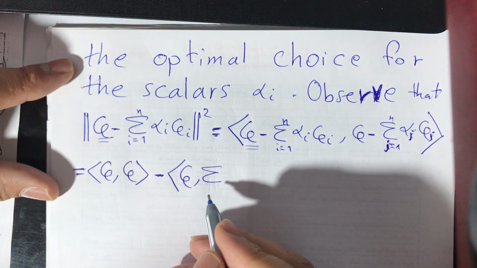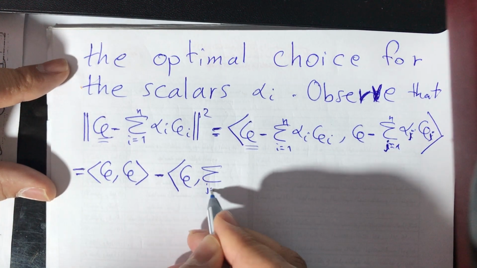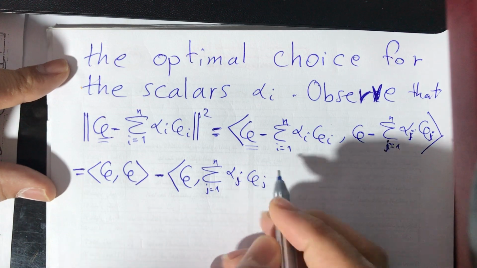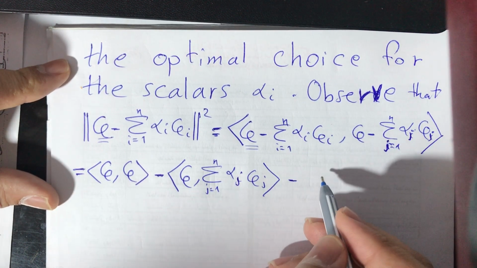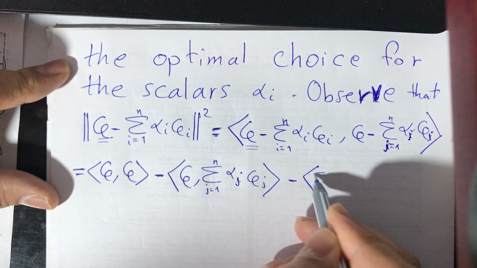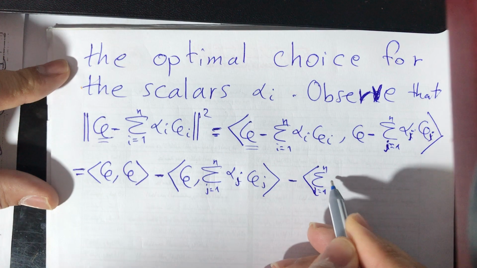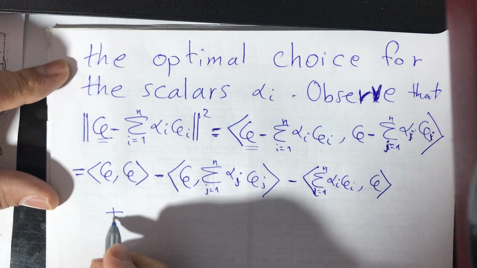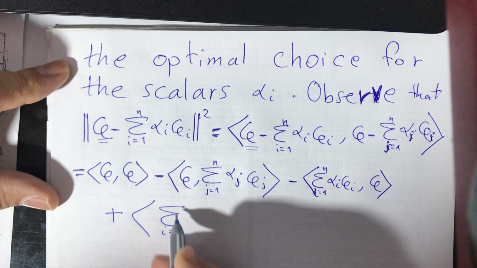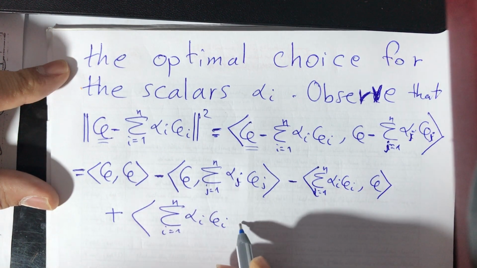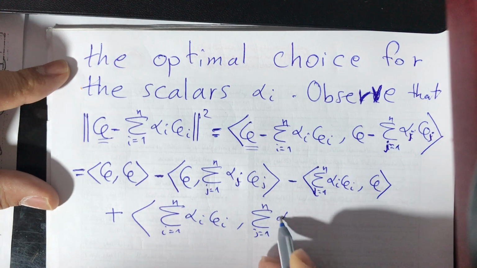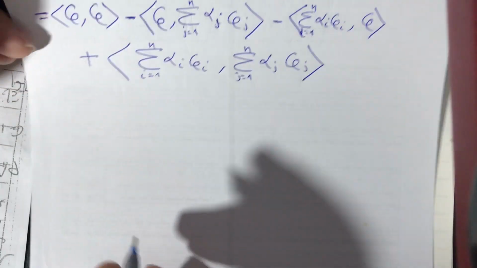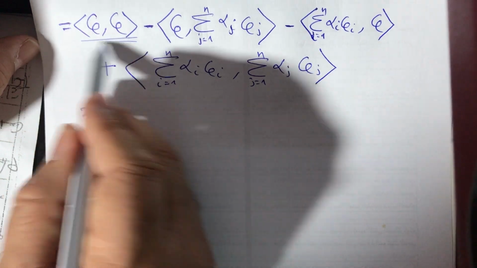Now this is summation j equal to 1 to n alpha j phi j, minus the inner product of summation i from 1 to n alpha i phi i with phi, plus the inner product of summation i from 1 to n alpha i phi i and summation j from 1 to n alpha j phi j, and this will be equal to what?